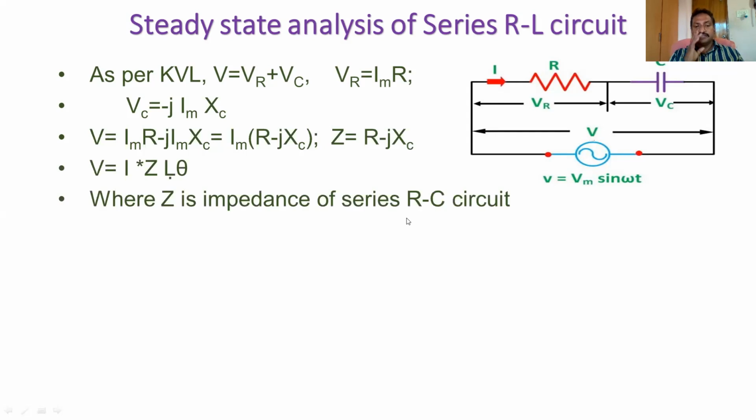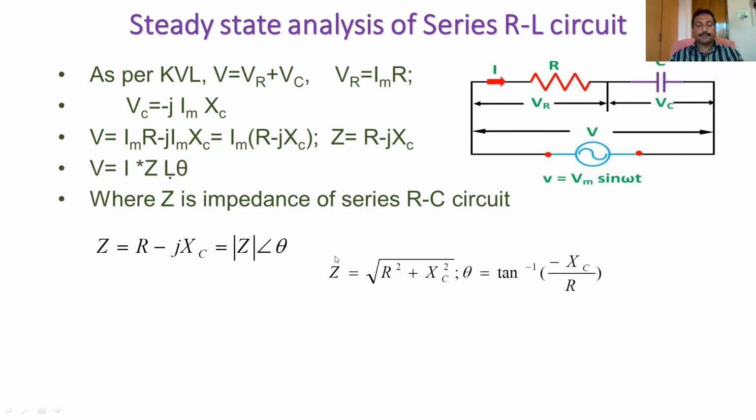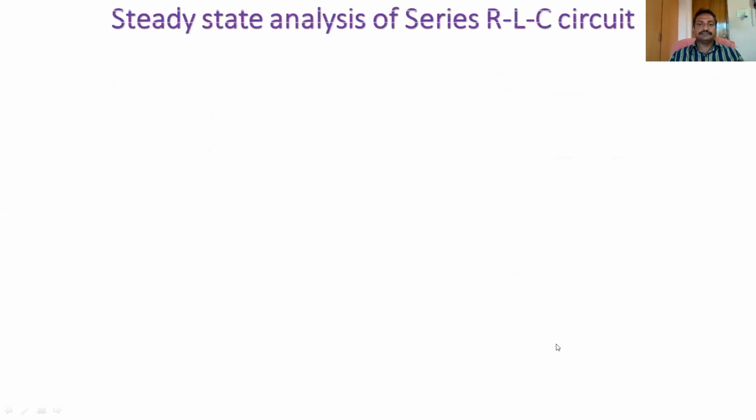where Z is the impedance of the series RC circuit. We can calculate this. Z is represented in rectangular form as well as polar form. Rectangular form is R minus JXC, polar form is Z at an angle theta. The magnitude of the polar form can be determined from the real part and imaginary part of the rectangular form. With R value and XC value, square root of R square plus XC square is the impedance. And theta is equal to tan inverse of minus XC by R. So this is about RC.